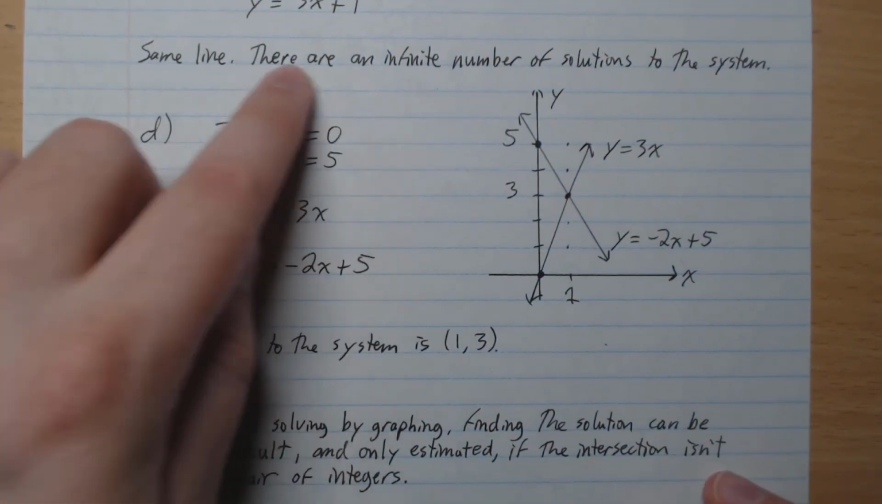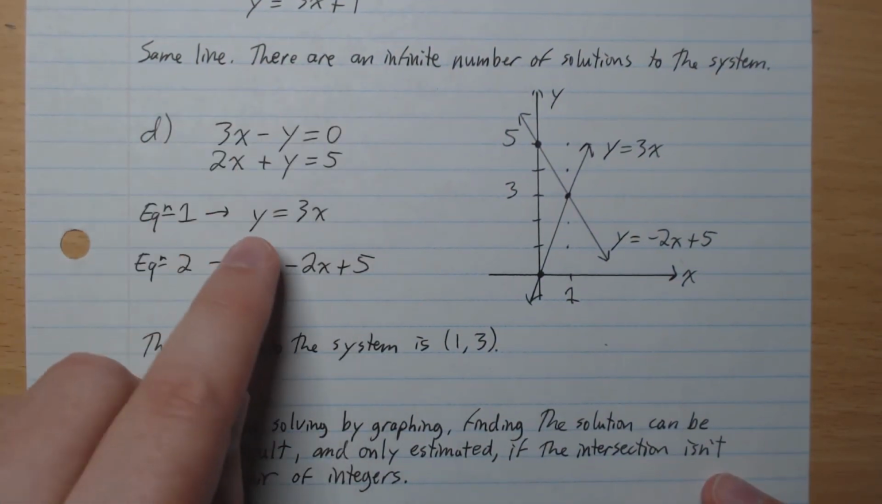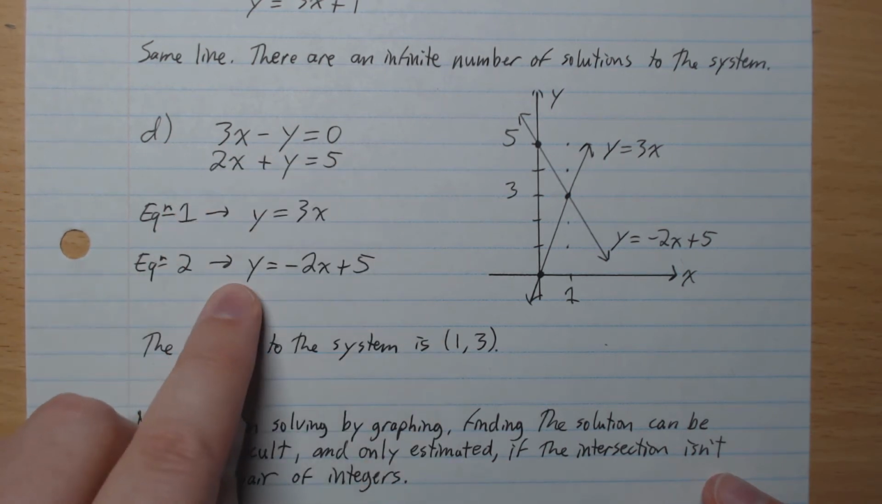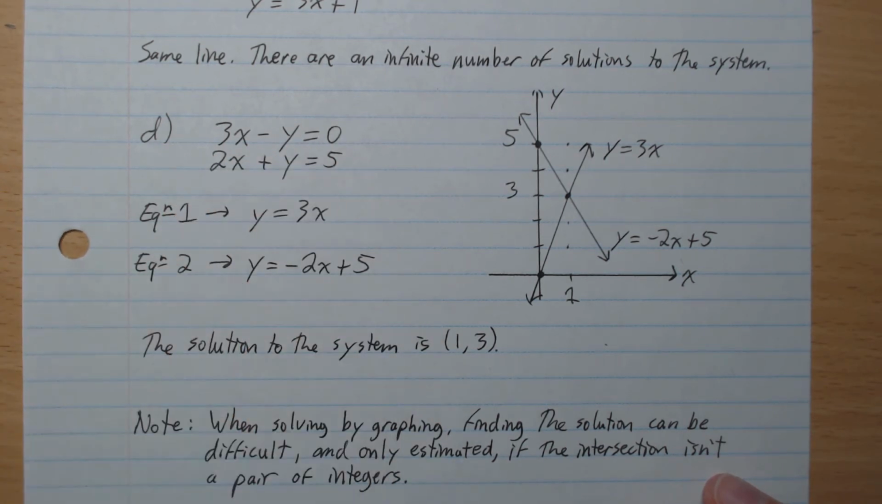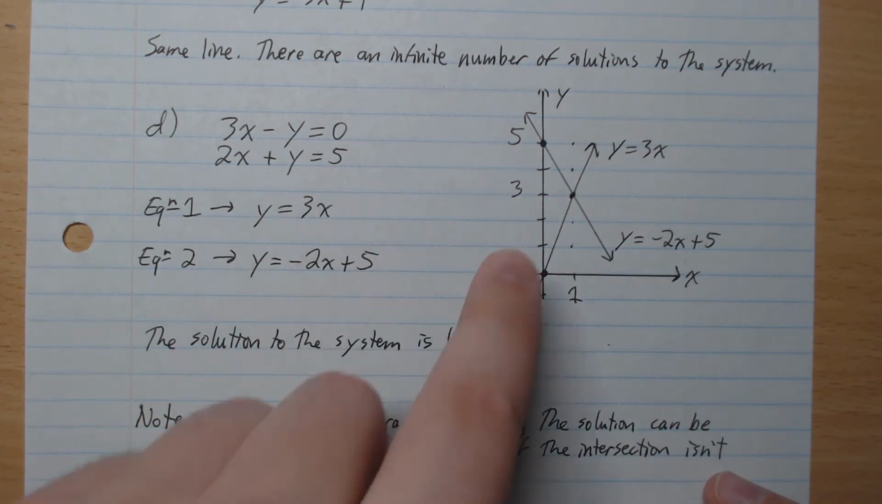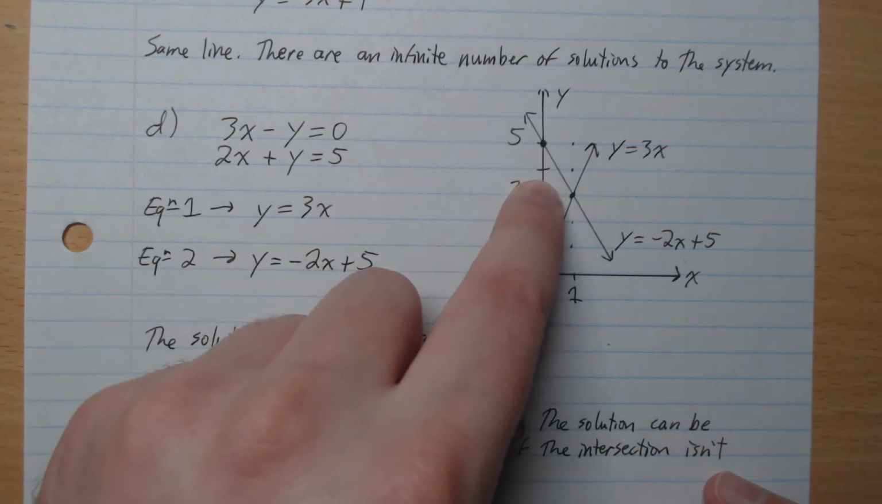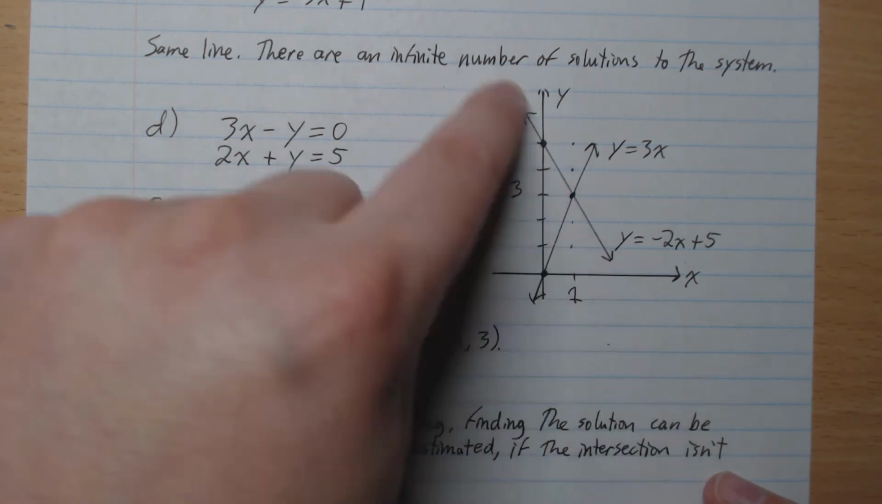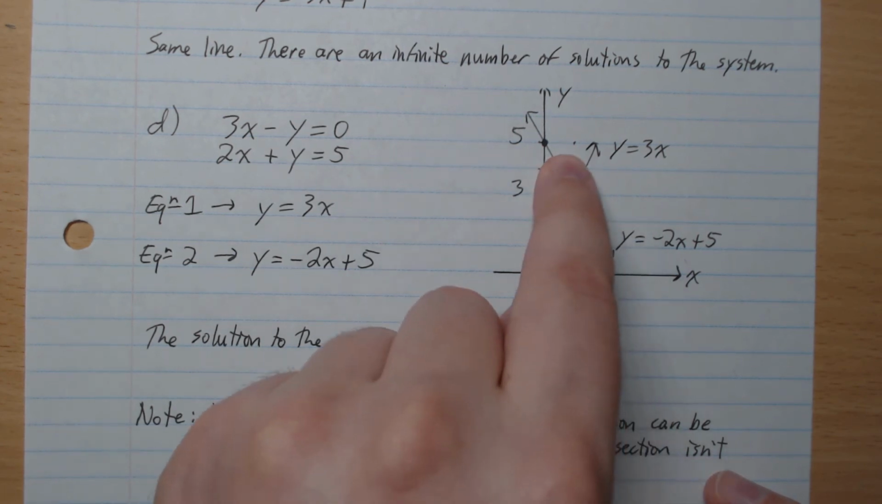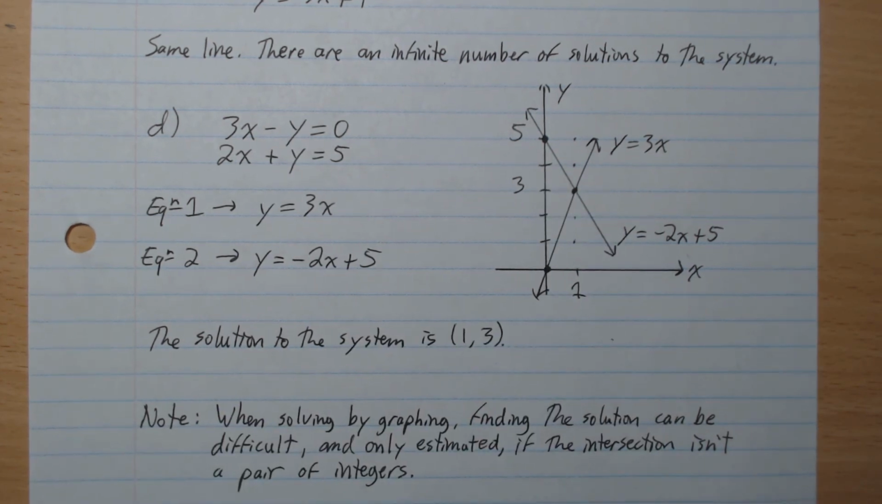D. Here's our system here. Rewrite equation 1 as y equals 3x. We can rewrite equation 2 as y equals negative 2x plus 5. So we're graphing 3x as such, negative 2x plus 5. So 5 down by 2 over 1, down by 2 over 1. Graph that as such. And so the solution to the system is (1, 3).